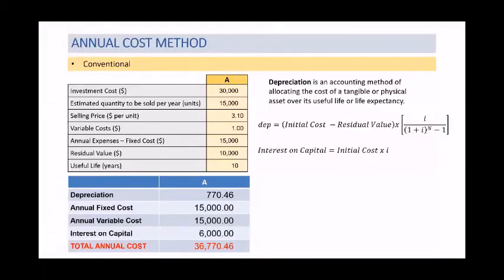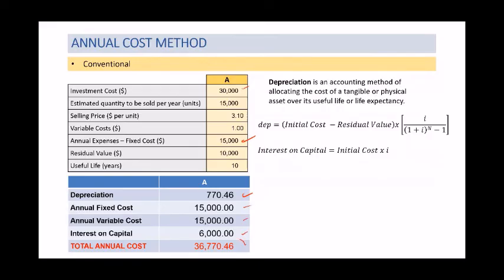So whatever is the result of your computation, you put it here. And then we have the annual fixed cost, which is coming from here, 15,000, as well as the annual variable cost, that is 15,000 multiplied by 1, so 15,000. And then we need to put also the interest on capital. Interest on capital is initial investment multiplied by the MARR, or the interest rate. So that is 30,000 multiplied by 20%, which is 6,000.